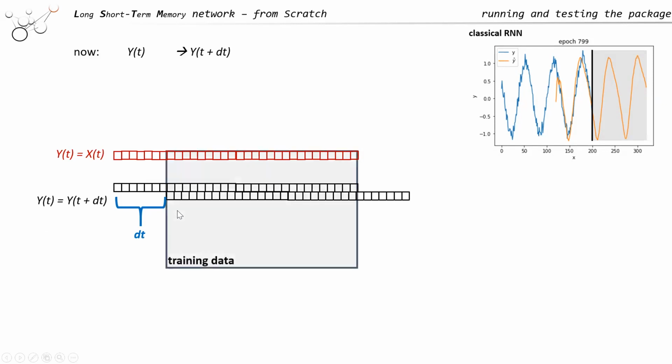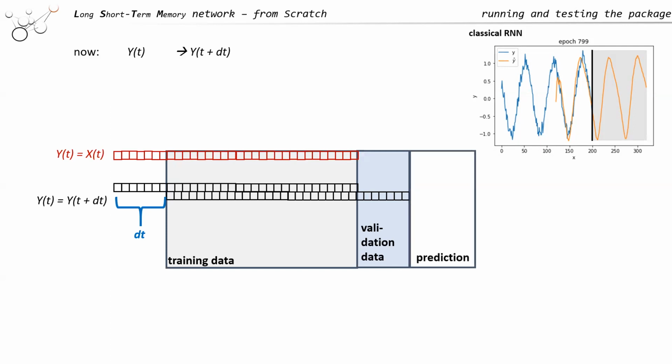The overlap of this is then our actual training data. And the extent on the right-hand side would be our validation data, because that's the data we have already. Then we look at the prediction we got from the vector XT, and compare it to the shift by DT. And what comes after that is the actual prediction.